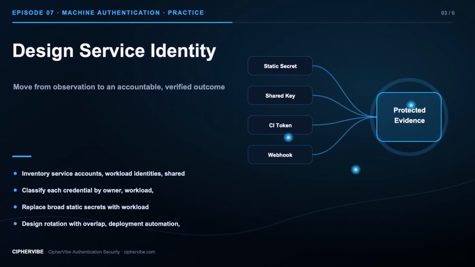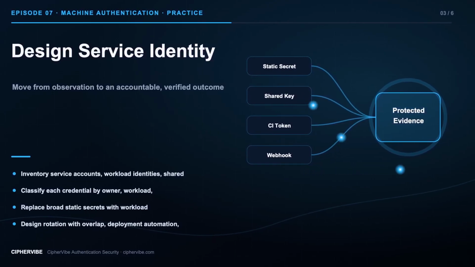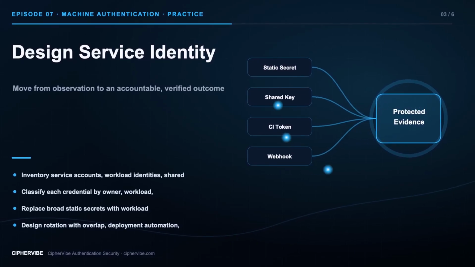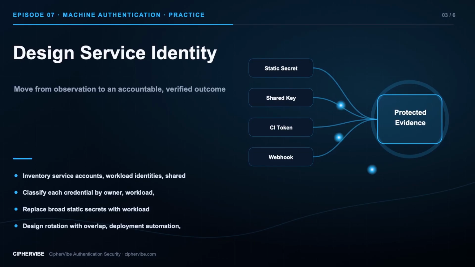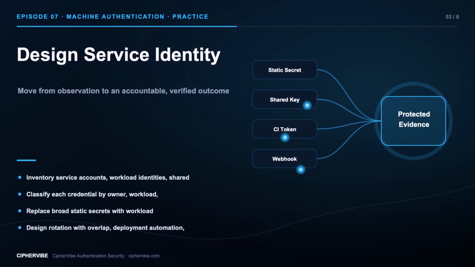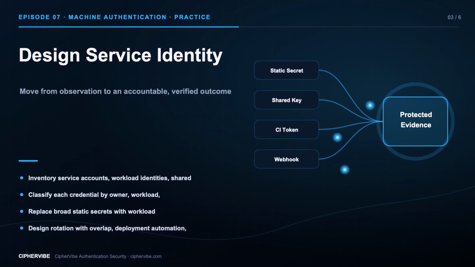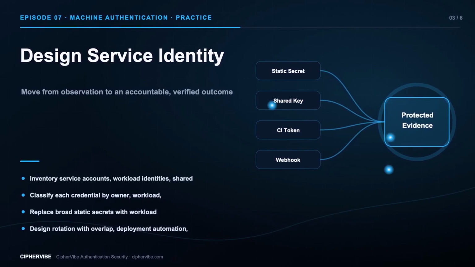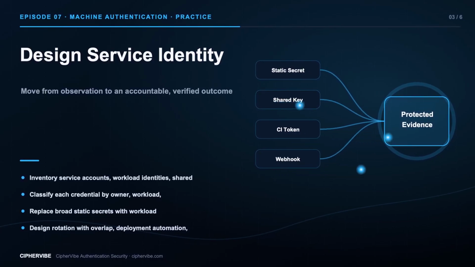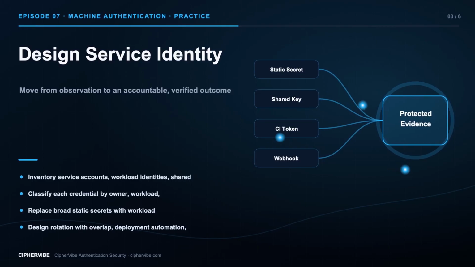Fourth, design rotation with overlap, deployment automation, monitoring, rollback, and emergency revocation. Fifth, protect webhooks with signatures, timestamp windows, replay defense, event idempotency, and least privilege processing. Sixth, test compromise secret, expired certificate, wrong workload, pipeline token leak, webhook replay, rotation failure, and emergency disablement.